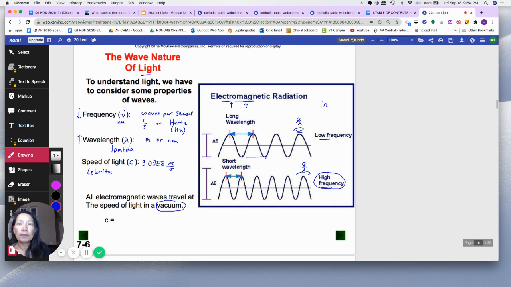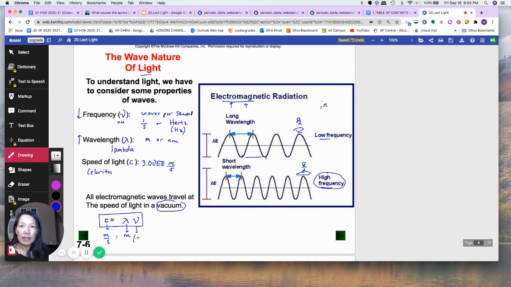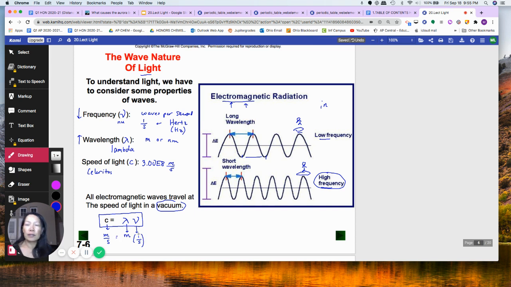Okay, so the speed of light is equal to, there's a formula that relates these three, wavelength times frequency. Okay, let's see if this formula works. The speed of light is in meters per second, equals lambda, which needs to be in meters if you're using the speed of light as meters per second, and the frequency is 1 over s. As you can see, the units work out.